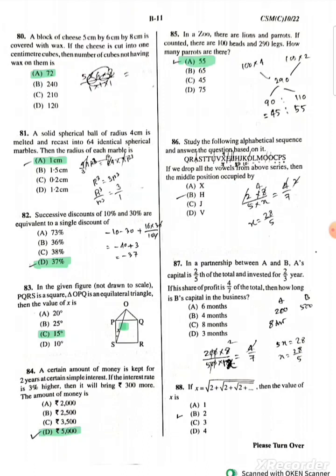Study the following alphabetical sequence and answer the question based on it. If we drop all the vowels from the above series, then the middle position is occupied by option B, H.